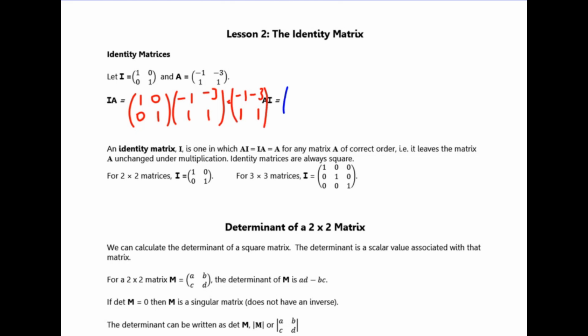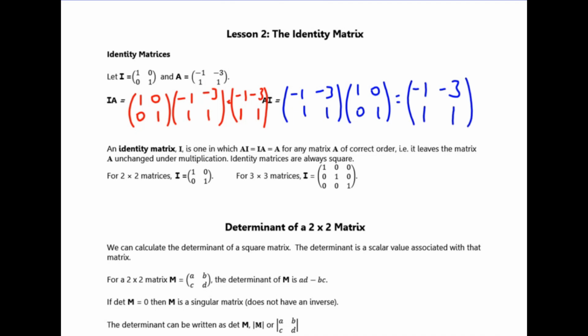Likewise, if we do it the other way around, so we do A on the left, and the identity matrix as 1, 0, 0, 1, we will get the same thing. So top row times first column gives you -1 times 1 plus -3 times 0, which is -1. First row times the second column gives you -3. Bottom row times first column gives you 1. And bottom row times second column also gives you 1. So that's what the identity matrix does. It just doesn't change your original matrix.